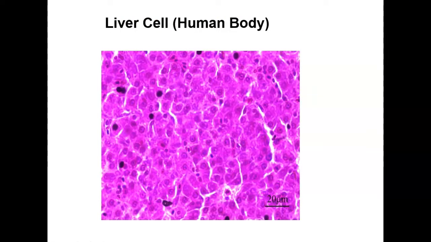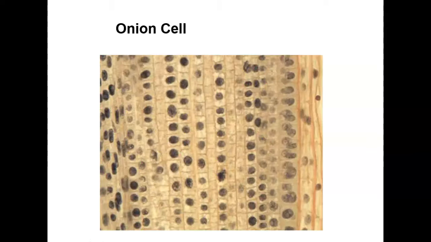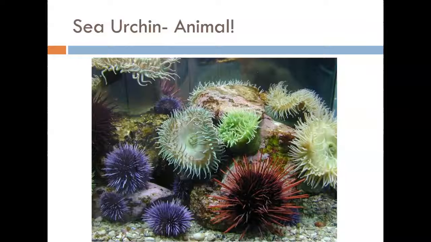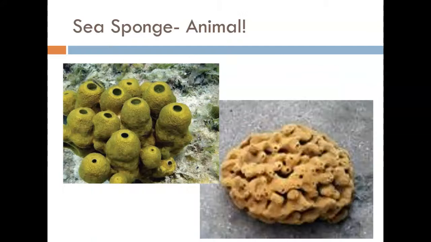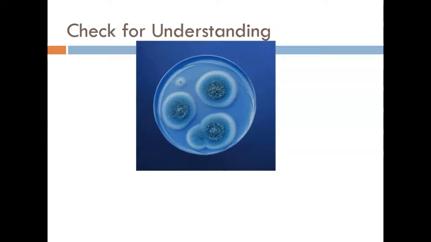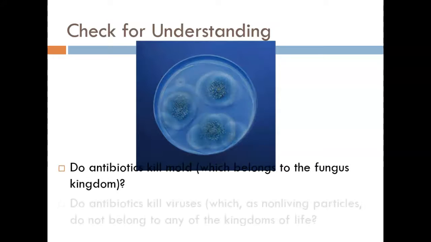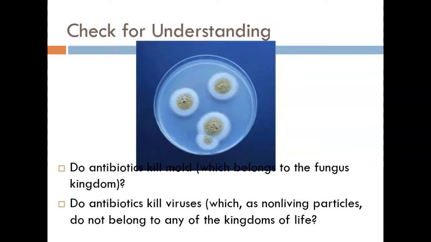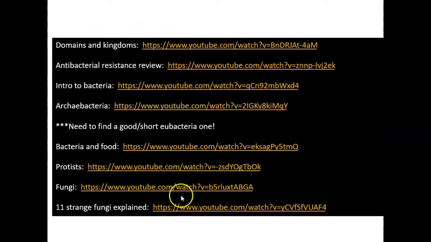So here's some cells. This is from an animal cell, human body. Here's from a plant cell. Here are protist cells. Here's some bacteria cells. Animal, animal, mold, fungi. Okay. So these kingdoms are pretty interesting, and we're going to spend quite a bit of time learning about them. I'll include some videos for you to watch too if you're interested.